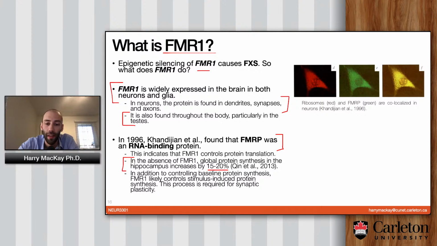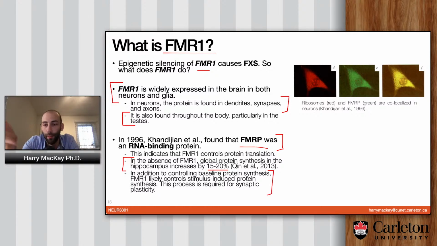And it turns out that this Fragile X mental retardation protein is probably doing that. It's probably controlling the rate of protein synthesis. It also seems to control stimulus-induced protein synthesis. So there's a level of baseline synthesis in the brain.